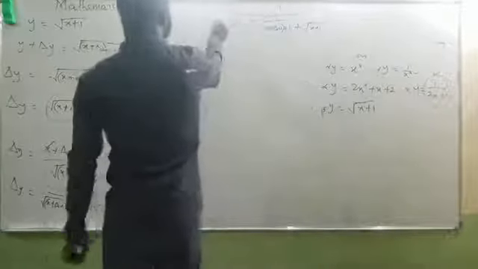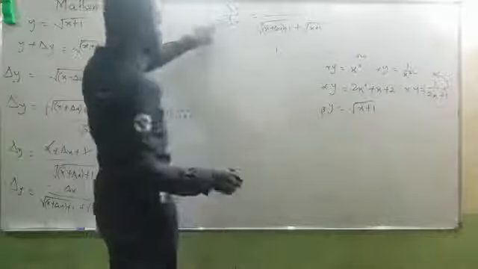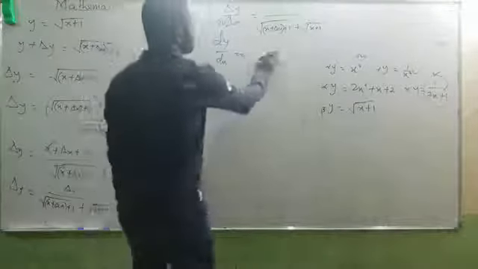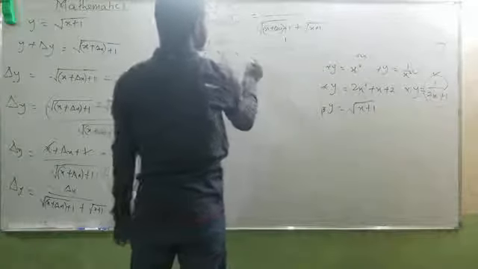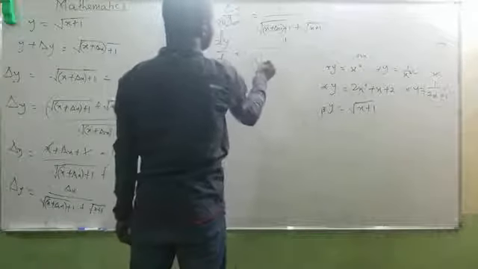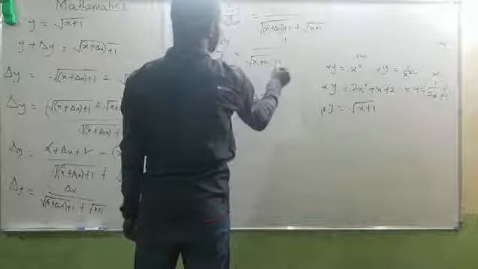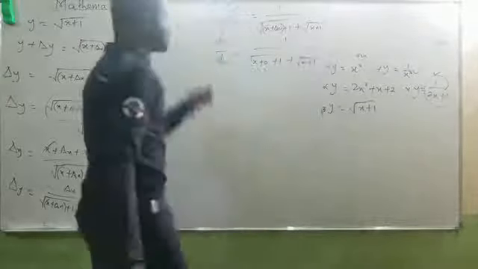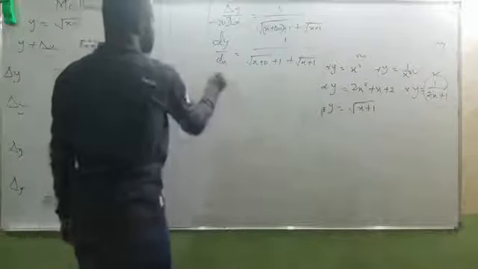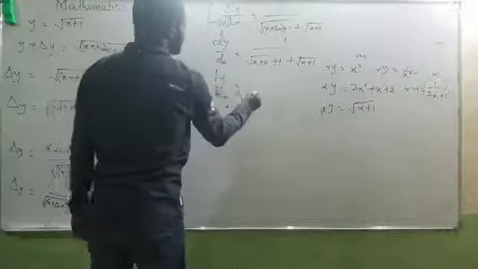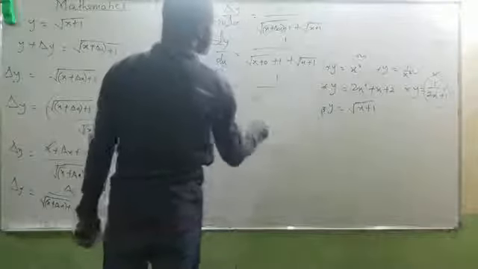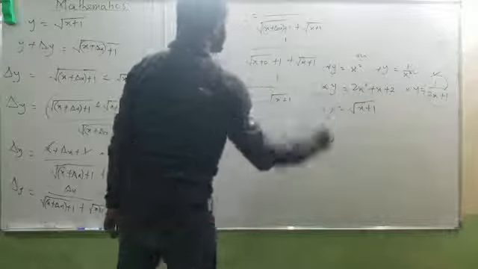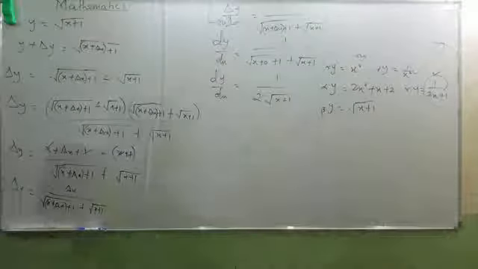That is very good. Limit this to 0, and it will become the total derivative, which equals 1 divided by root of x plus 0 plus 1 plus root of x plus 1. Take note of that: dy/dx equals 1 divided by 2 root of x plus 1, because this is 2 root of x plus 1. That is my final answer.